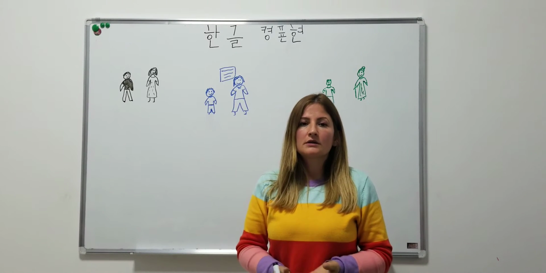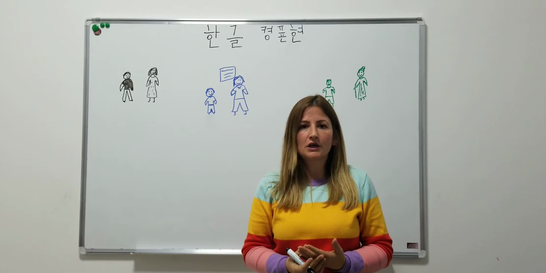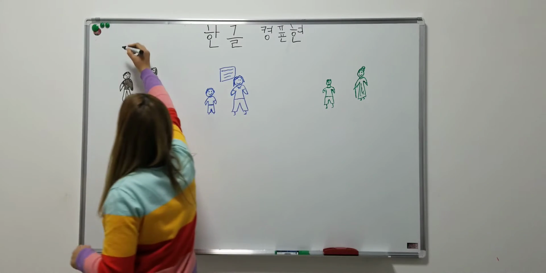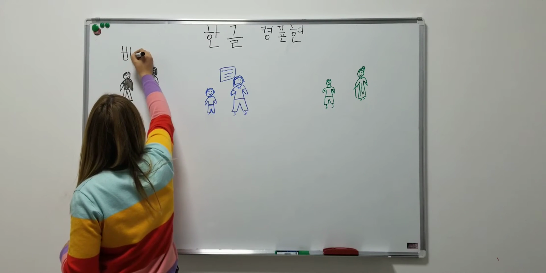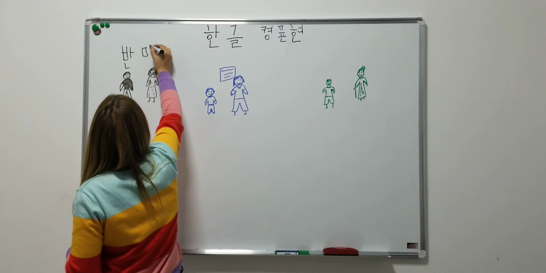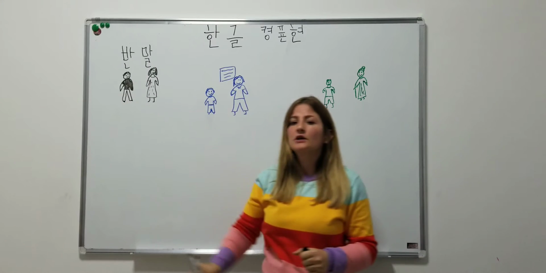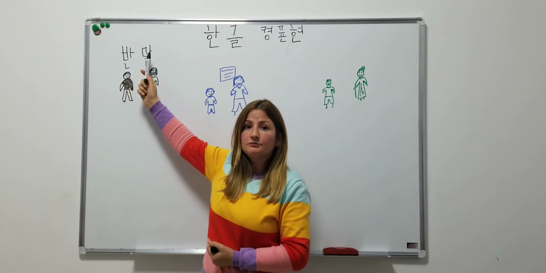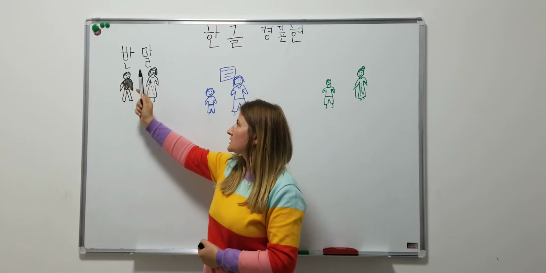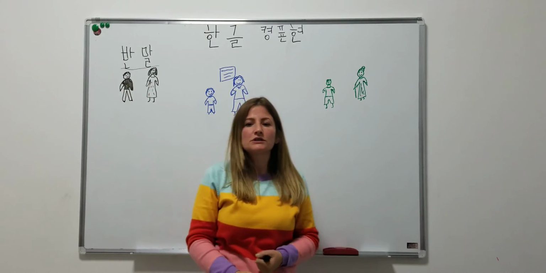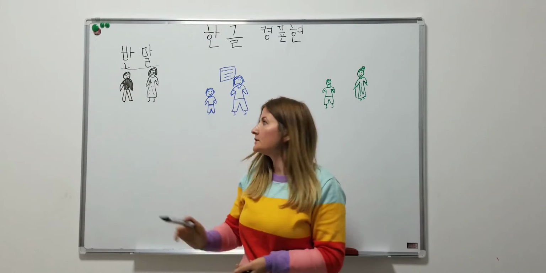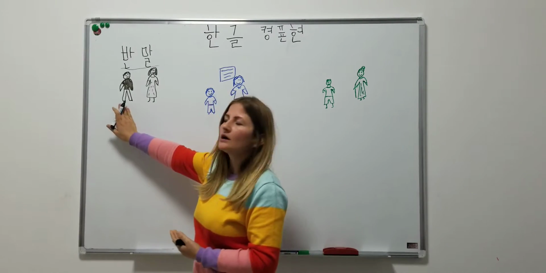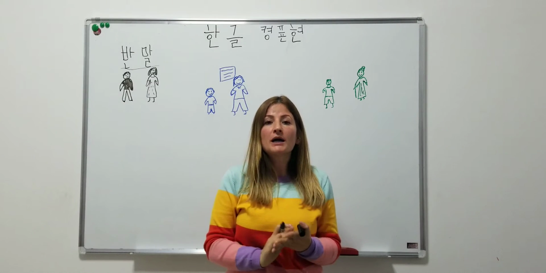So in Korean there are 3 ways of speaking. One is called 반말. I will write it here because this is the casual language. 반말, it means, 반, half, 말, word, half word. This kind of casual language is used generally with our friends, so that's why here you see 2 friends. Wow, good drawing, huh? So they are friends, they can use 반말.